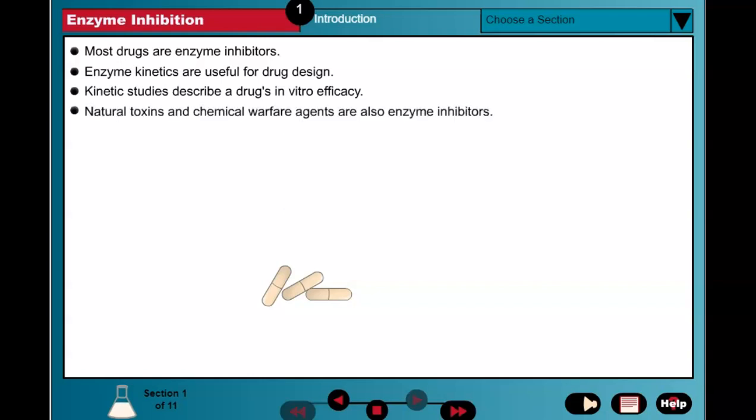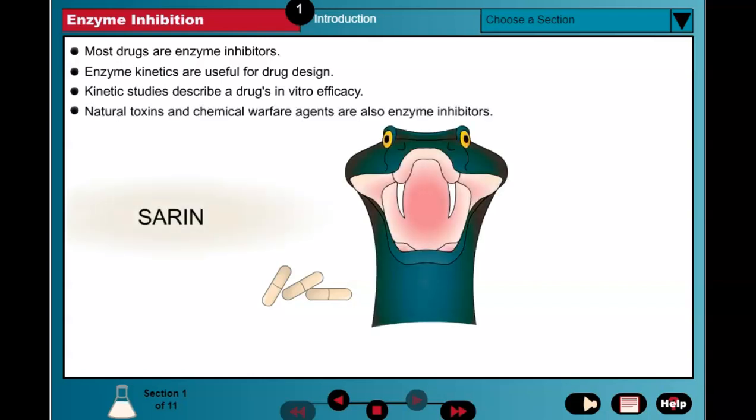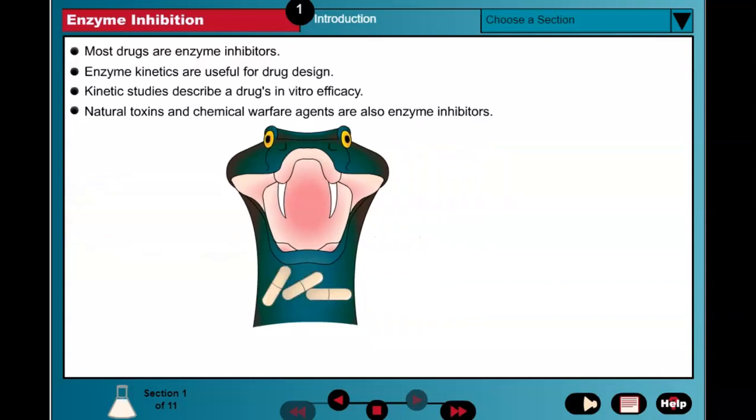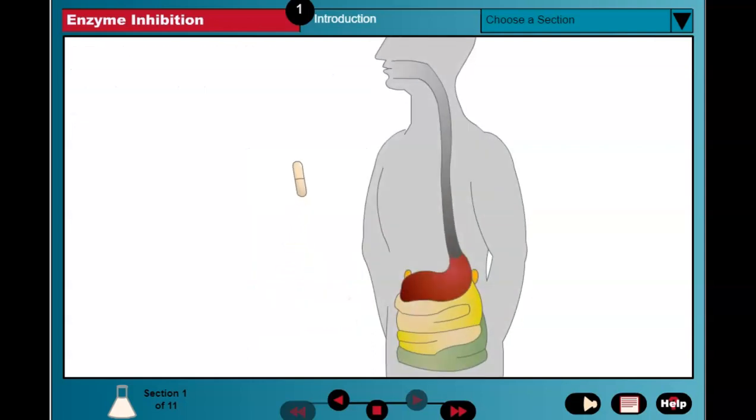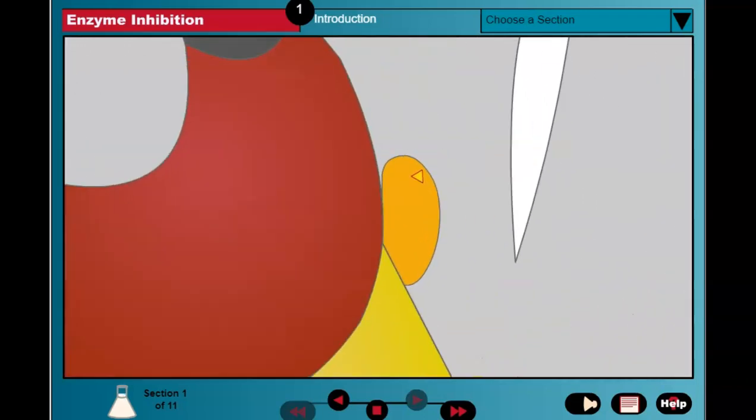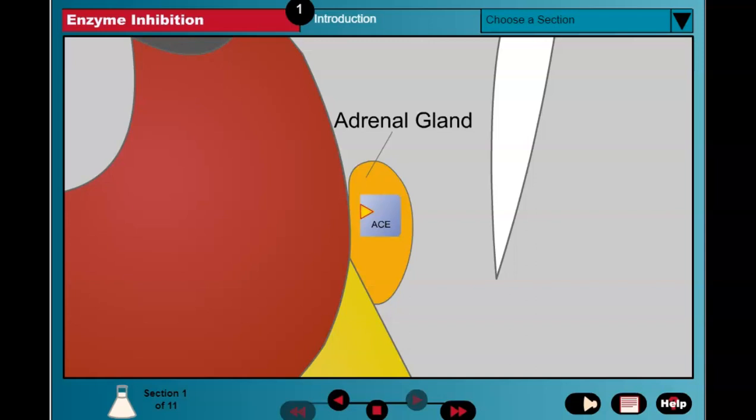In addition, many naturally produced toxic substances and chemical warfare agents are also enzyme inhibitors. For example, a peptide found in snake venom became a lead compound in the development of a class of hypertension drugs that inhibit angiotensin-converting enzyme, or ACE inhibitors. The nerve gas sarin is a potent inhibitor of an enzyme important for synaptic transmission in nerve tissue.